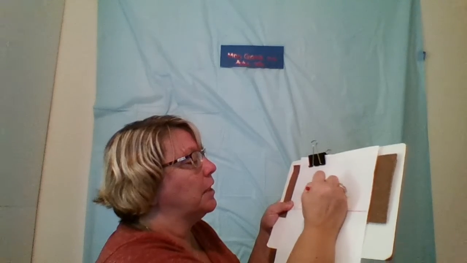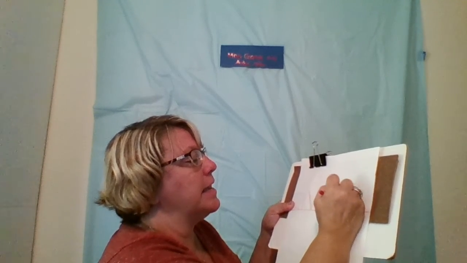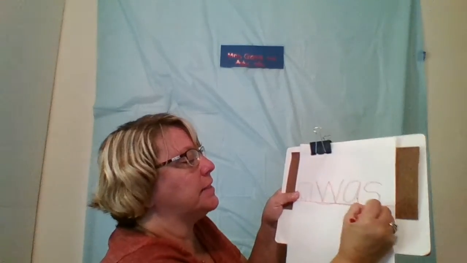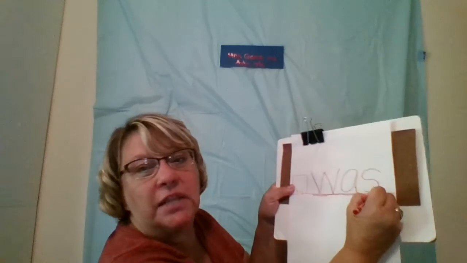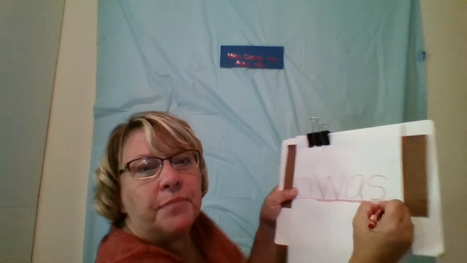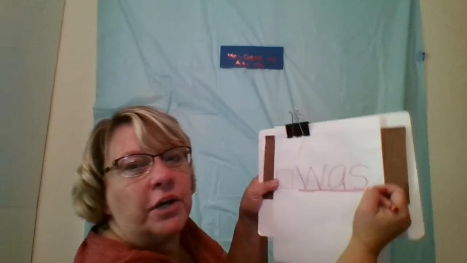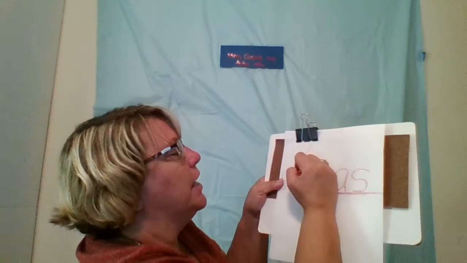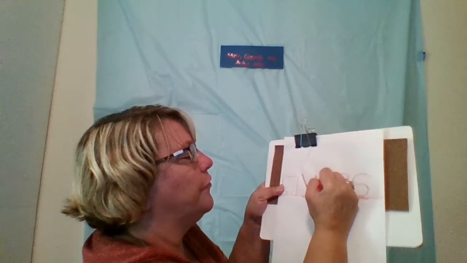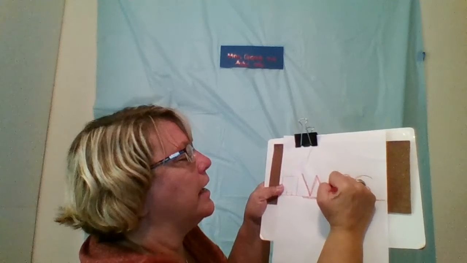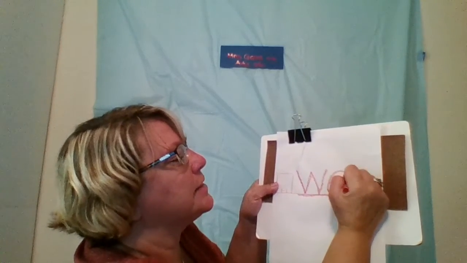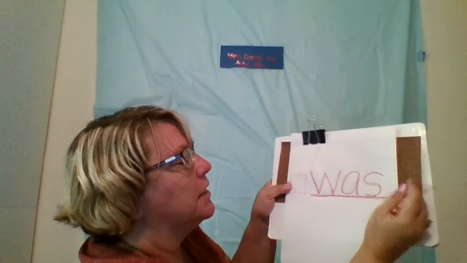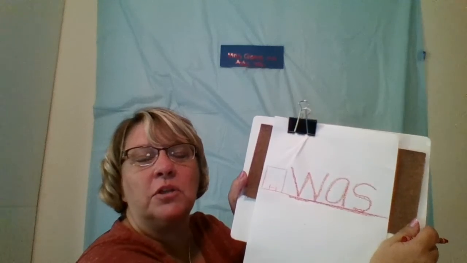W-A-S. Was. And see how I followed that line and I drew right underneath of it when I said the word. Okay? All right. Are you ready? It's your turn. We're going to say the first letter and you're going to write it. Here we go. Ready? W, A, S, and then I'm going to draw the line underneath and say was. Okay, and that's what it should look like.